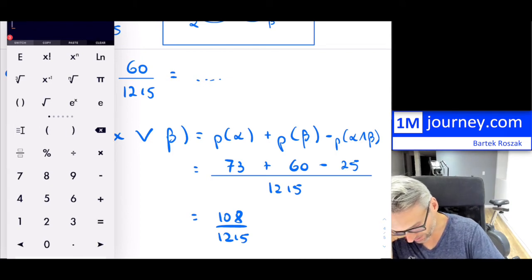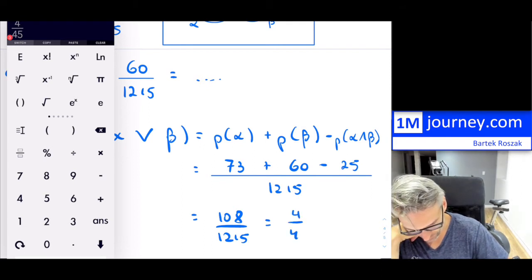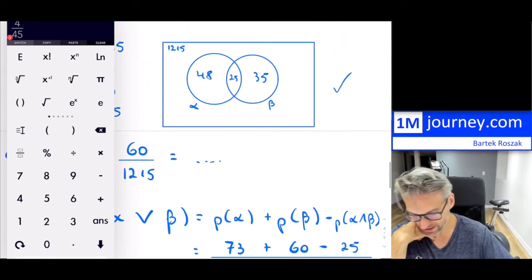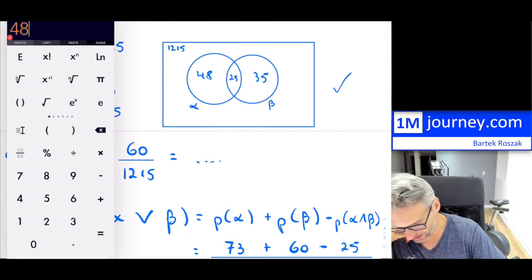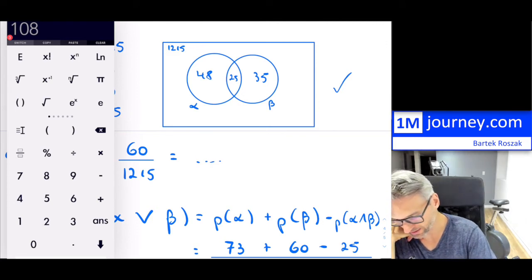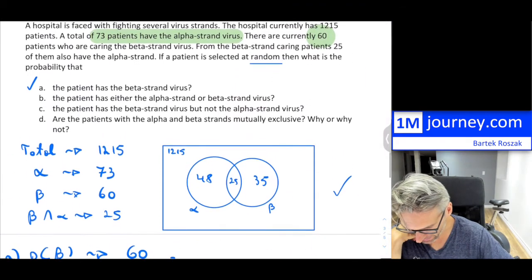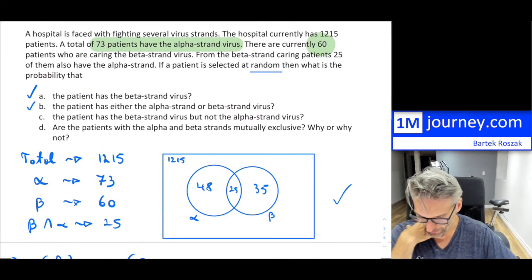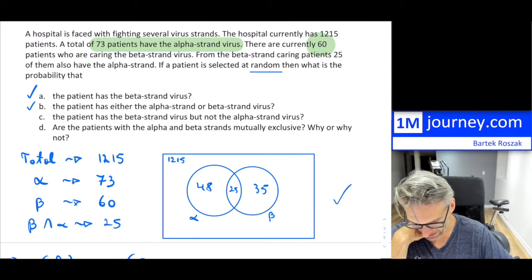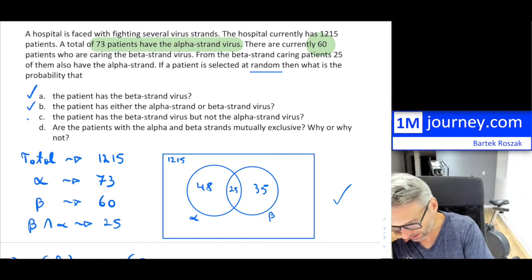I mean, I guess I can kind of cheat here because my calculator will reduce that for me. Let's see. So, okay, so that's a nice 4 over 45. Okay, right there. And as I said, you could have said 48, plus the 25 plus the 35, and it's going to give you the same thing, 108, and then all over the total. So that's part B. So one or the other. Part C, the patient has the beta strand virus, but not the alpha strand. Okay.